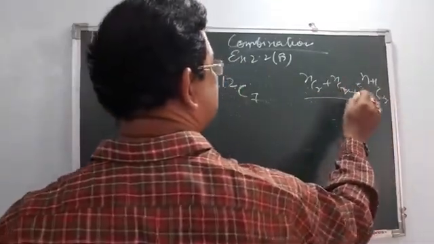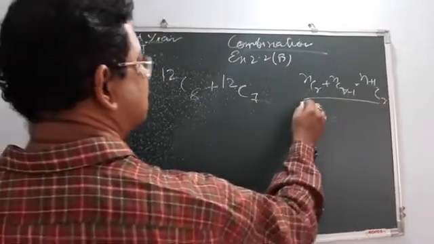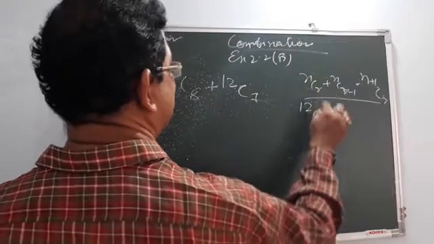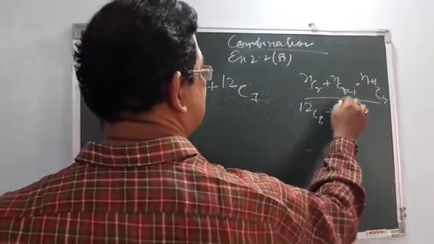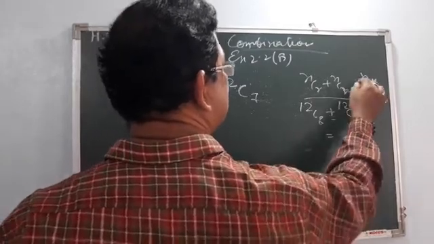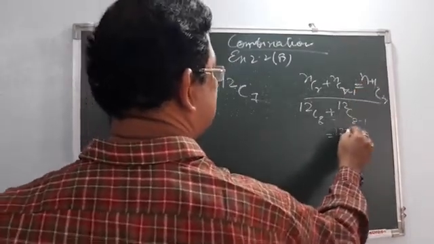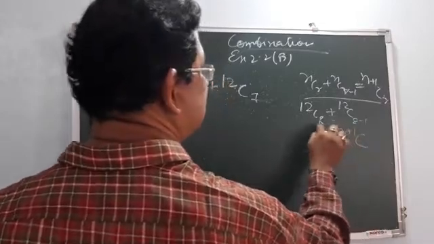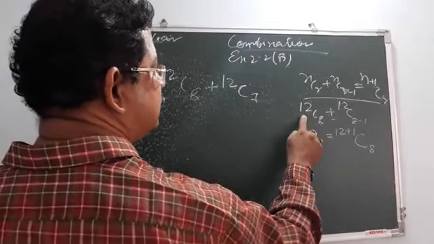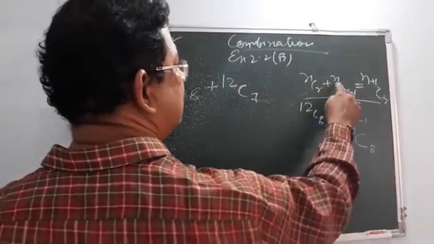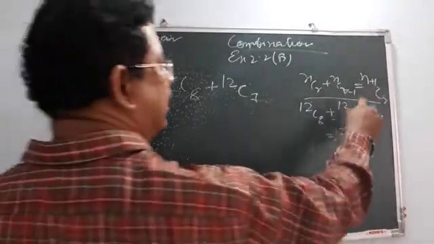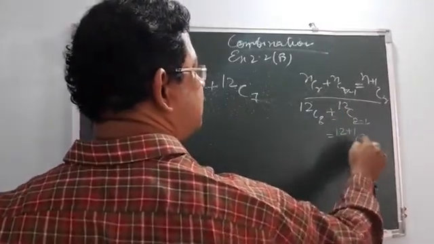nCr minus 1 is equal to (n plus 1)Cr. So if I write here 12C8, in place of r, 12C8 minus 1, that is 12C7. Then what will it be? (n plus 1) that is (12 plus 1)C8. Isn't it? n is 12, r is 8, and r minus 1 is 7, n plus 1 is 12 plus 1, C, in place of r.